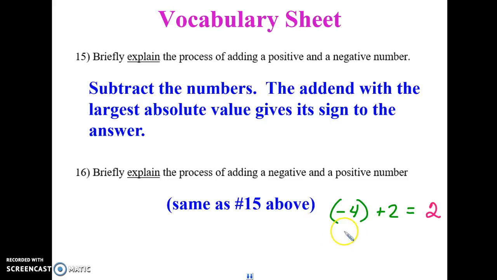Now, you take the absolute value of the two numbers. The absolute value of -4 is 4. The absolute value of 2 is 2. The add-in with the larger absolute value, which is this one, gives its sign to the answer. Okay? And I think that's all we have for vocabulary. Yep, that's it.